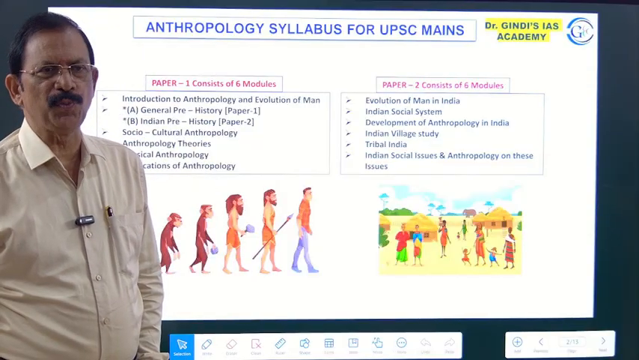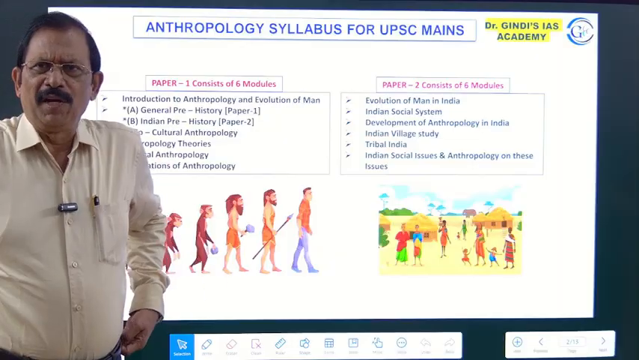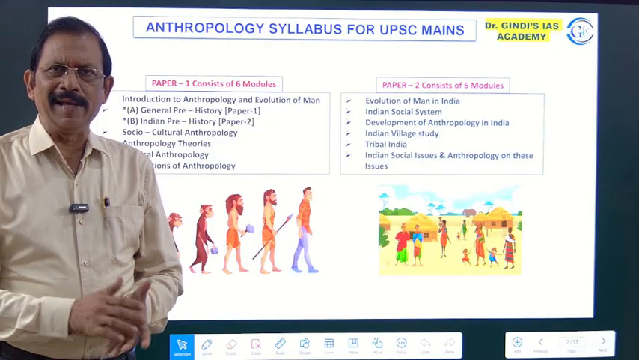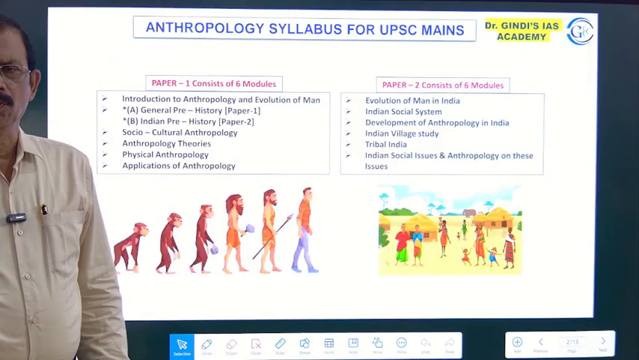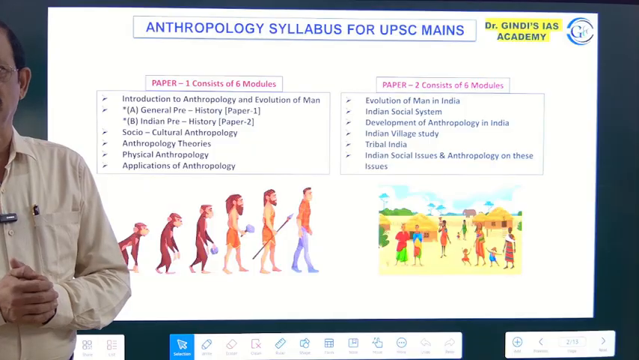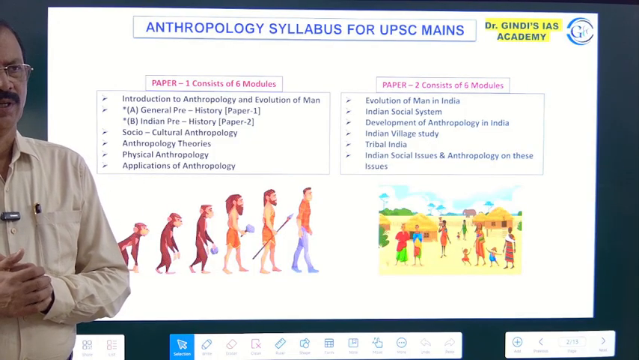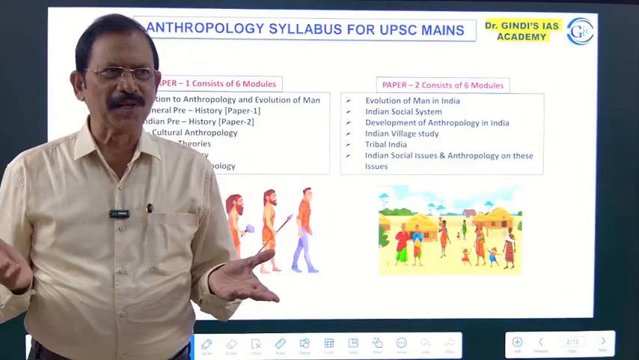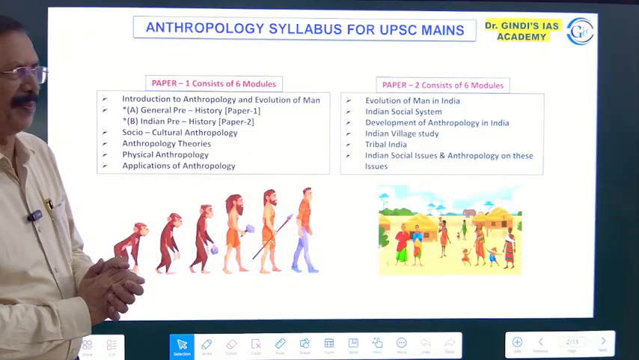This is session 1.1 of your UPSC syllabus. See the syllabus books, right? What is the syllabus? You know very well, as I explained. Anthropology, like the other optional subjects, consists of 2 papers. In all the optional subjects, there are 2 papers in the UPSC mains syllabus: paper 1 and paper 2. So, like other optionals, anthropology also consists of 2 papers.